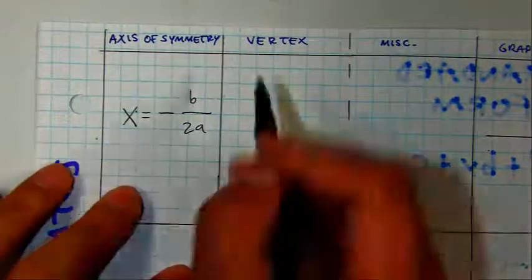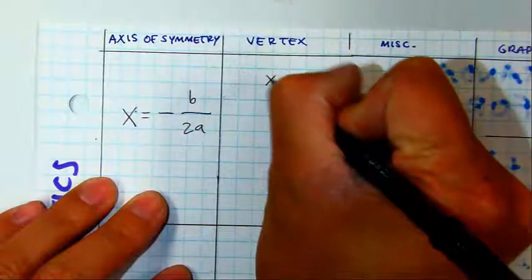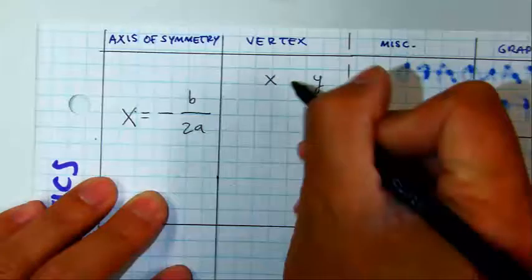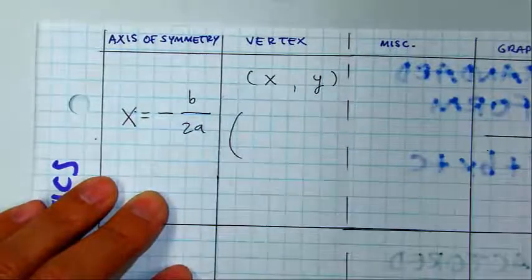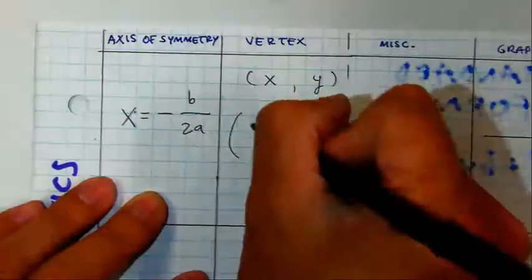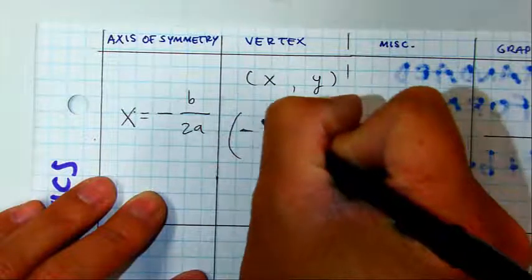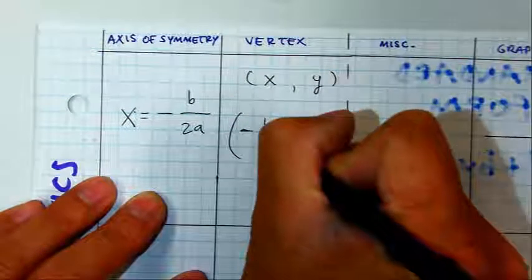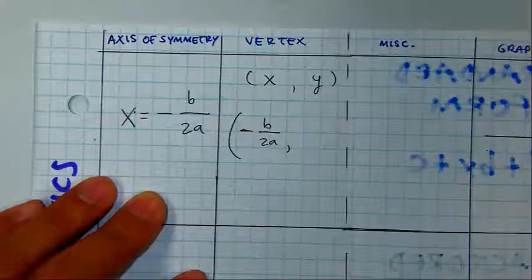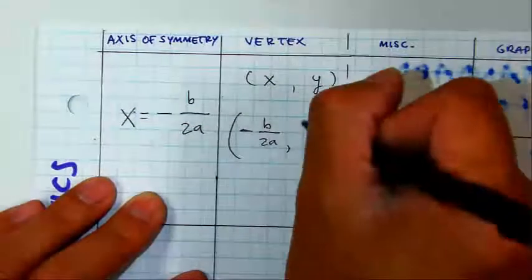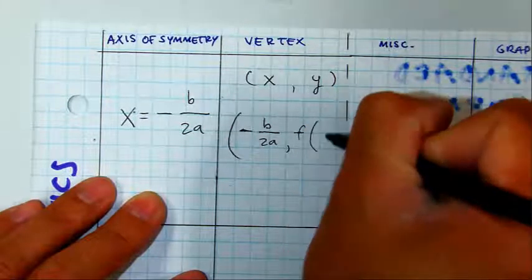The vertex is an ordered pair, so I want you to write (x, y). And to get the x value, you're going to make an equation, −b/2a, which we just got from this one. And then you actually put that into your function, and you get an output. So this is function notation.